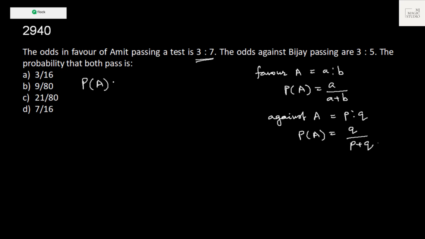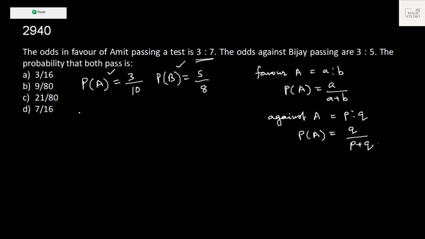The odds in favor of Amit passing the test is 3:7. That means probability that Amit will pass the test is 3 by 3 plus 7, that is 3 by 10. The odds against Vijay passing are 3:5. So probability of Vijay passing is 5 by 3 plus 5, that is 5 by 8. So we have got probability of Amit passing the exam and probability of Vijay passing the exam.